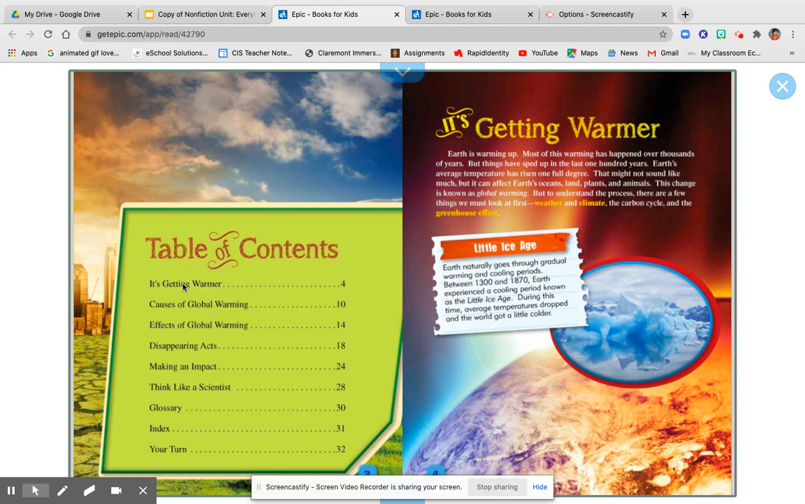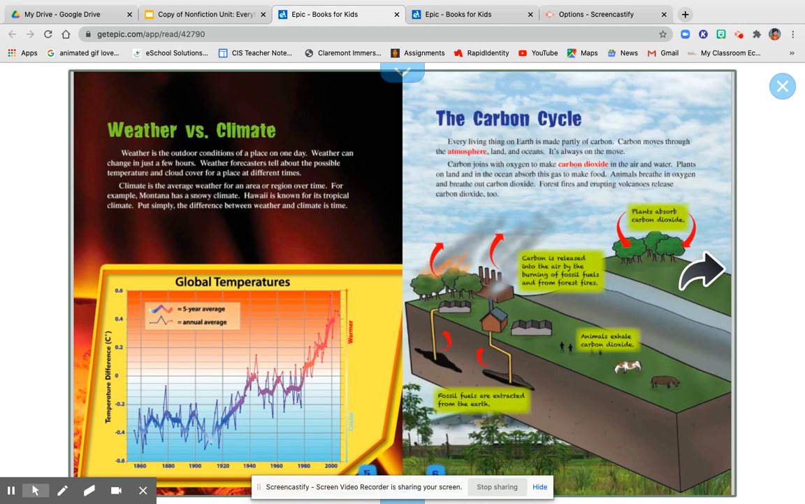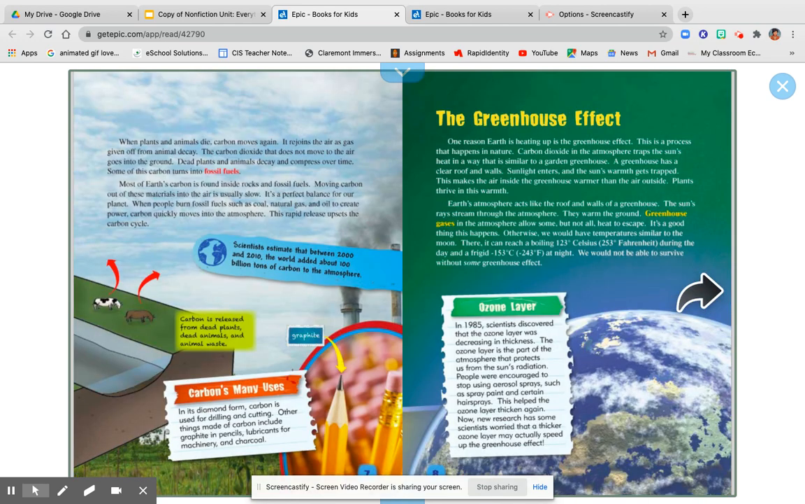But most importantly, this table of contents is also giving us an idea of what the text structure is. Causes of global warming, effects of global warming. So that tells me that this book was organized with the text structure of cause and effect. And as I look through the pages, I see that my vocabulary word that's specific to this content is highlighted so I can look for it in my glossary. There are beautiful photos and captions for me to see and to read.